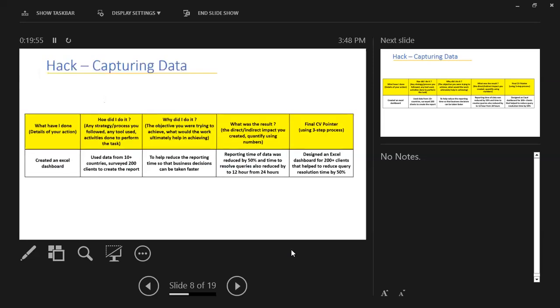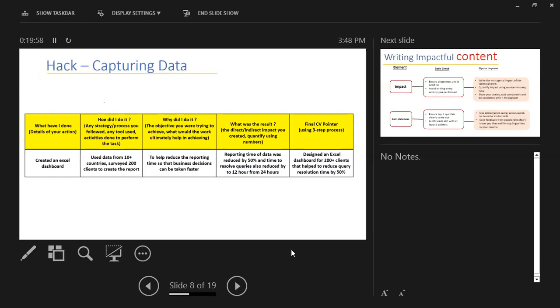I will give you an example also. Let us look at this example. What have I done? Created an Excel dashboard. How did I do it? Used the data from 10+ countries and surveyed 200 clients to create the report. Why did I do it? To help reduce the reporting time so that business decisions can be taken faster. What was the result? Reporting time of the data was reduced by 50% and time to resolve queries was reduced to 12 hours from 24 hours.